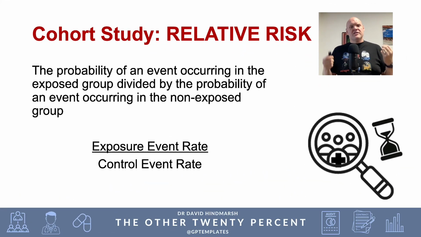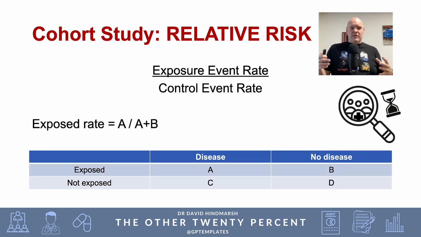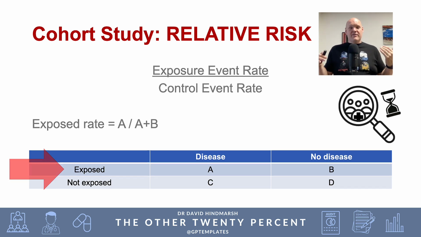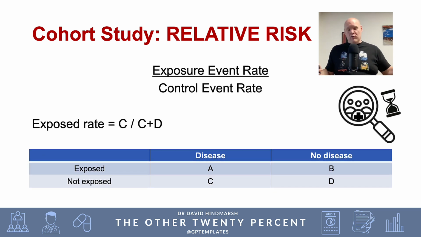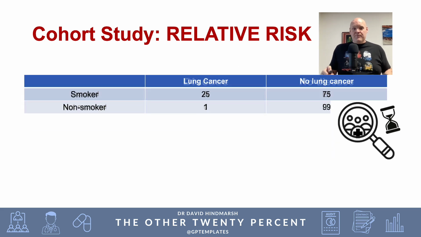So with cohort studies, you can work out relative risk, which is effectively your exposure event rate divided by your control event rate. Okay, so let's have a look at this. So your exposure rate is A divided by A plus B, exposed, not exposed, going across the top. Then your control event rate for those who've not been exposed, across the bottom, is C divided by C plus D.